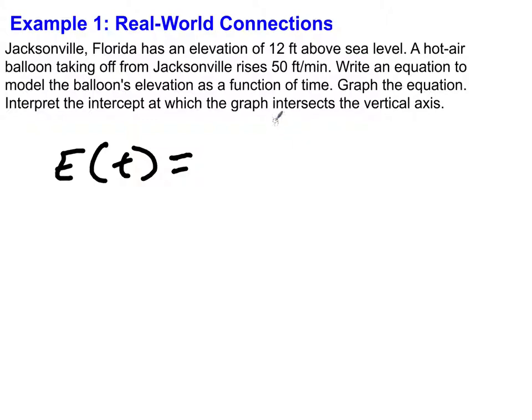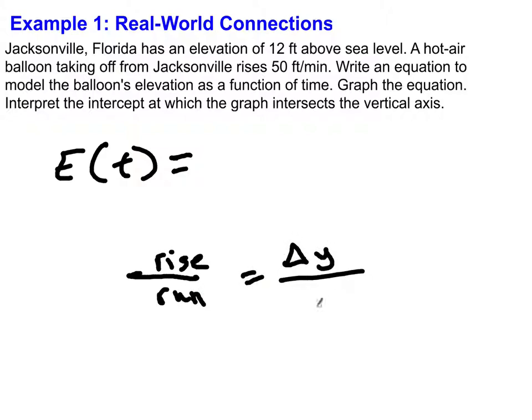Alright, so to write a linear equation, you either need 2 points or you need a slope and a point. And in this case, we are given a slope and a point. So pause the video and see if you can figure out what the slope of this equation is. A slope is a rate. It's rise over run, or change in y, that's what the triangle stands for, over change in x.